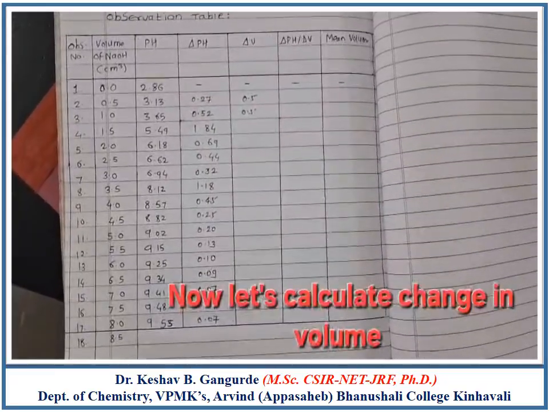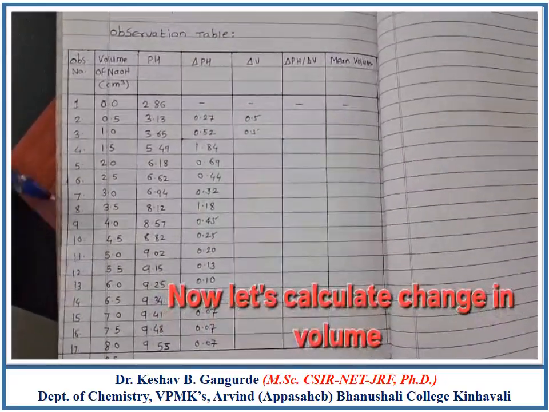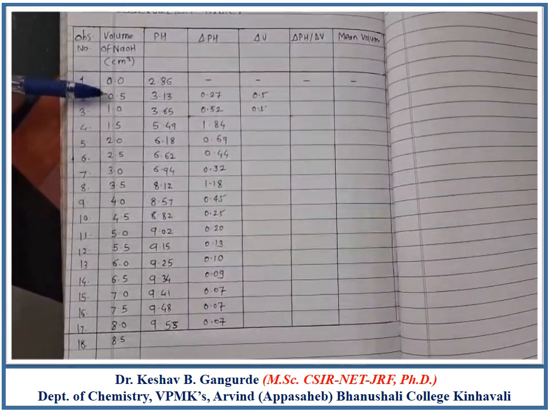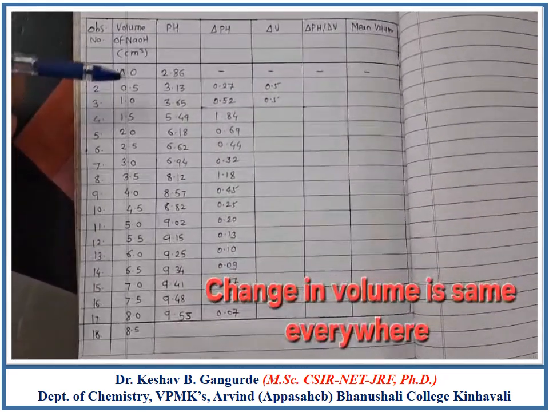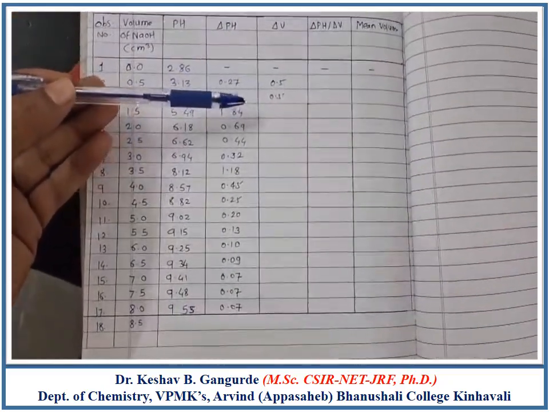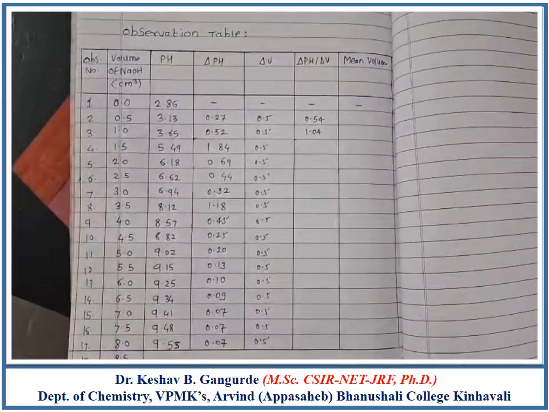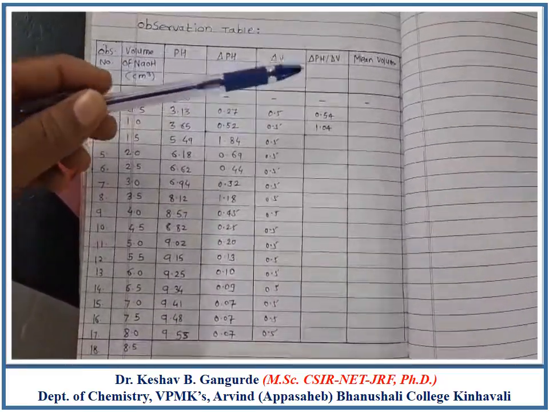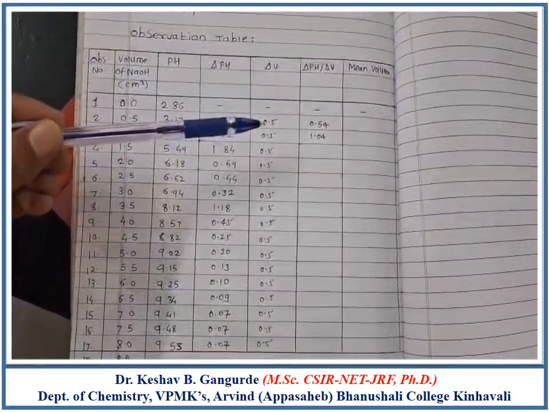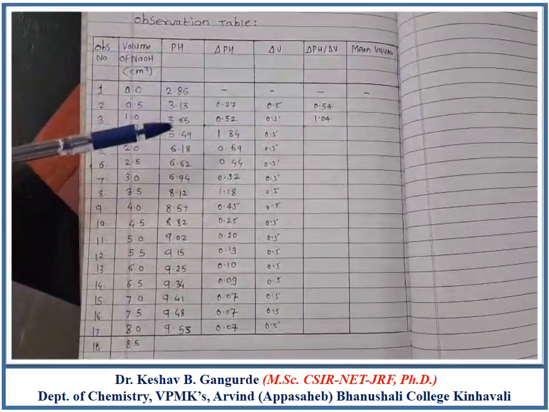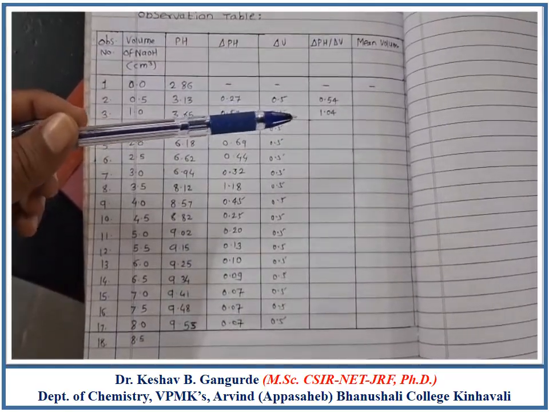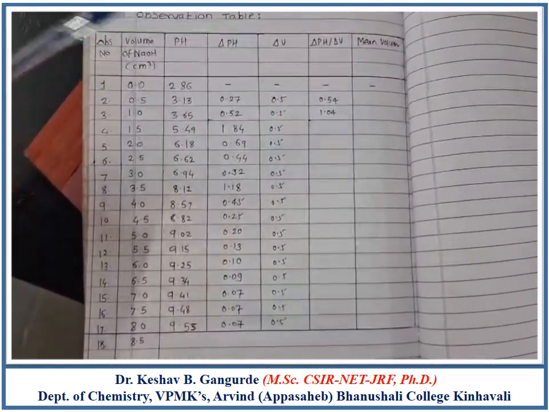Now let's calculate delta V, that is the change in volume. As we have added NaOH in installments of 0.5 ml, the change in volume for all the readings is 0.5 ml. Now let's calculate the delta pH upon delta V ratio, that is 0.27 upon 0.5 is equal to 0.54, 0.52 upon 0.5 is equal to 1.04.